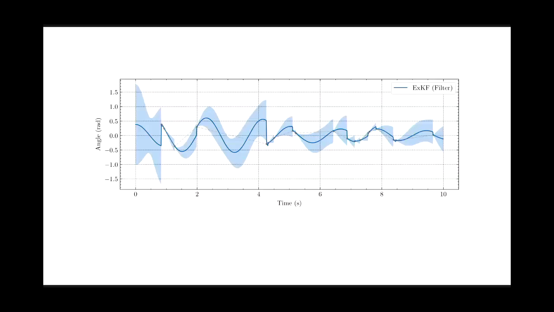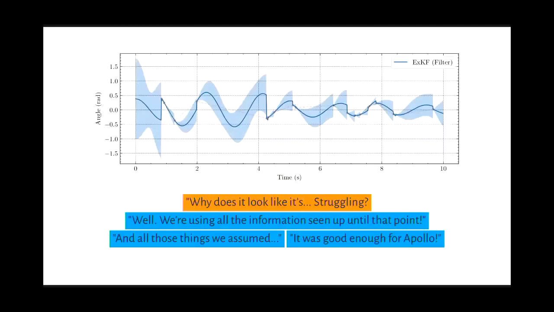But you might look at this and wonder if it's struggling to decide what it wants to choose. And someone who's worked with a lot of Bayesian filtering algorithms will say, no, it's working perfectly fine, because we are using all the information we've seen up until a given point in time. And it's good enough for Apollo. Why can't it be good enough for this random guy in his lab, right?